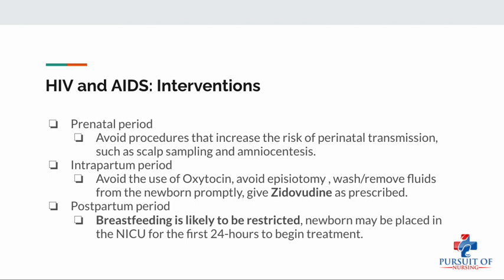All right, so interventions, like we said, in that prenatal period, you want to avoid any procedures that increase the risk of perinatal transmission. So this includes scalp sampling or an amniocentesis. In that intrapartum phase, you're going to avoid the use of oxytocin. So oxytocin can cause the contractions to be very strong, which could potentially lead to vaginal tears, which could lead to an episiotomy, which you want to avoid. So avoid the use of oxytocin.